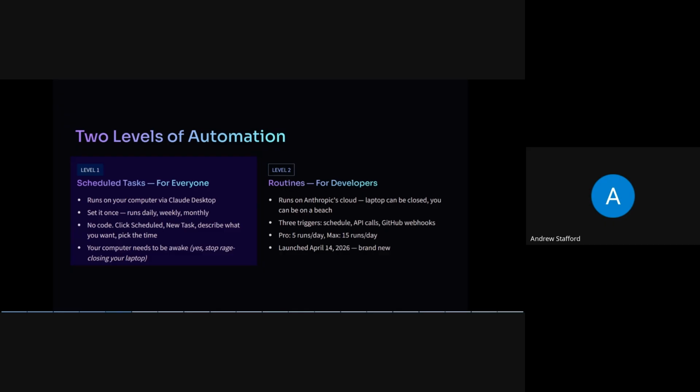Because it needs access to your local machine, and routines, which is hosted in the cloud, does not have access to your local machine. Another difference is the ability to do browser use. So routines is all about API and MCP connections, and scheduled tasks is about automating the things that are on your local machine. So it can do browser automation as well.